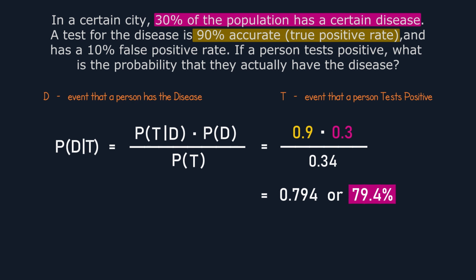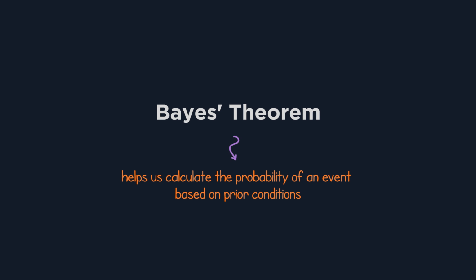Alright, I think these examples are enough for you to have a good grasp of Bayes' theorem. To wrap up, Bayes' theorem helps us calculate the probability of an event based on prior conditions. It's most useful when determining probabilities with new information, especially when you see phrases like, given that. Just remember to assign your variables carefully and focus on what the problem is asking.